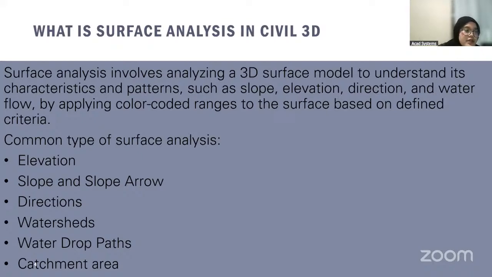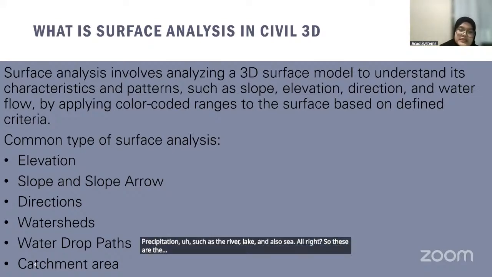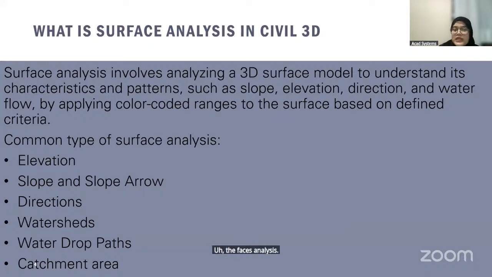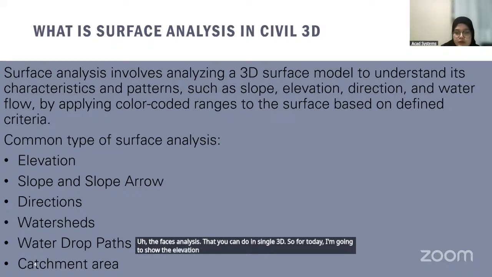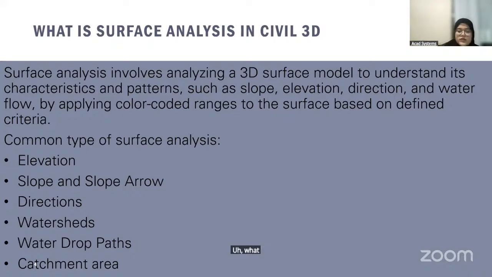Catchment area is the geographical region where the water is collected from precipitation, such as the river, lake, and also sea. All right. So these are the surface analyses that you can do in Civil 3D. So for today, I'm going to show the elevation, the slope arrow, watershed, water drop, and also catchment area. All right. So let me share my Civil 3D.